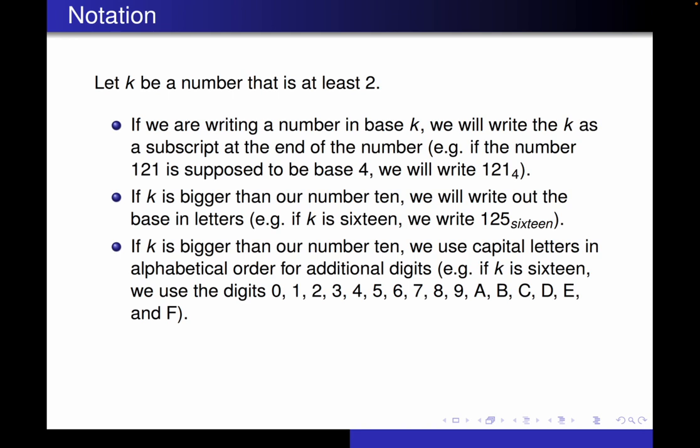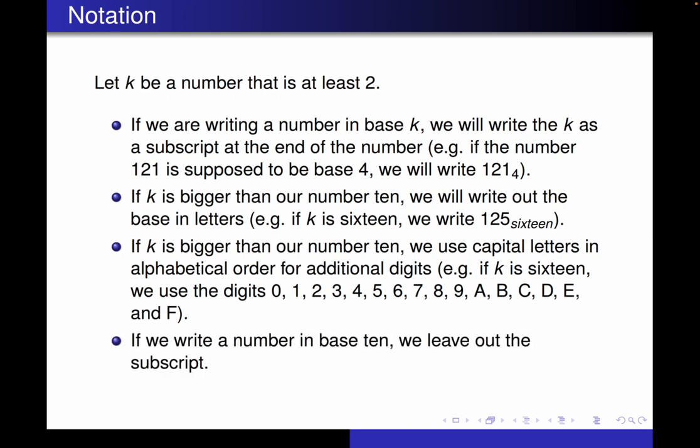Well, it's not too surprising. We're going to start with the alphabet. So for instance, if we're doing base 16, in addition to the digits 0 through 9, we're going to continue with A, B, C, D, E, and F. So A is going to be like our base 10 number 11, B is our base 10 number 12, etc., all the way to F, which is our base 10 number 15. And if we write a number just in base 10, our normal base, we'll just leave out the subscript.